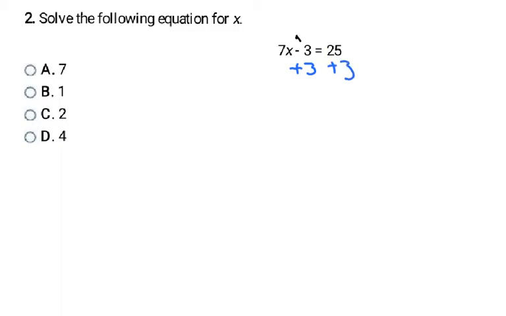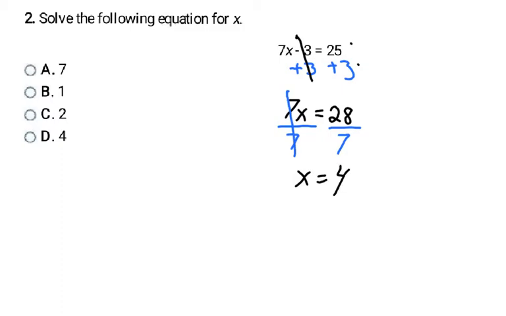When I add 3 to both sides, this cancels out to 0, and I'm just left with 7x equals 25 plus 3 is 28. And then I have this 7 times x. To undo that multiplication, my second step is going to be to divide both sides by 7. Those 7's cancel, and I'm just left with a single x equal to 4.